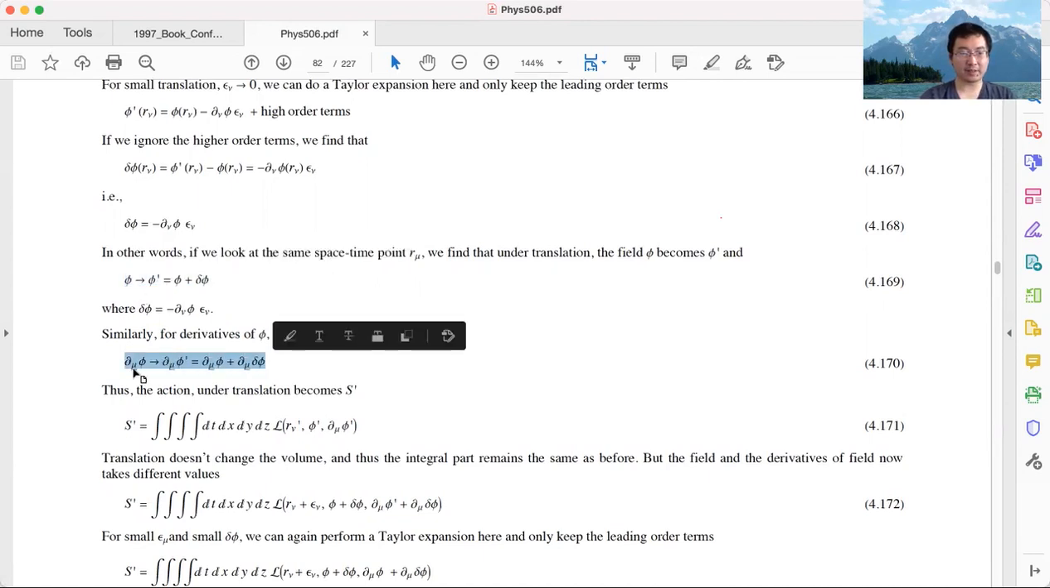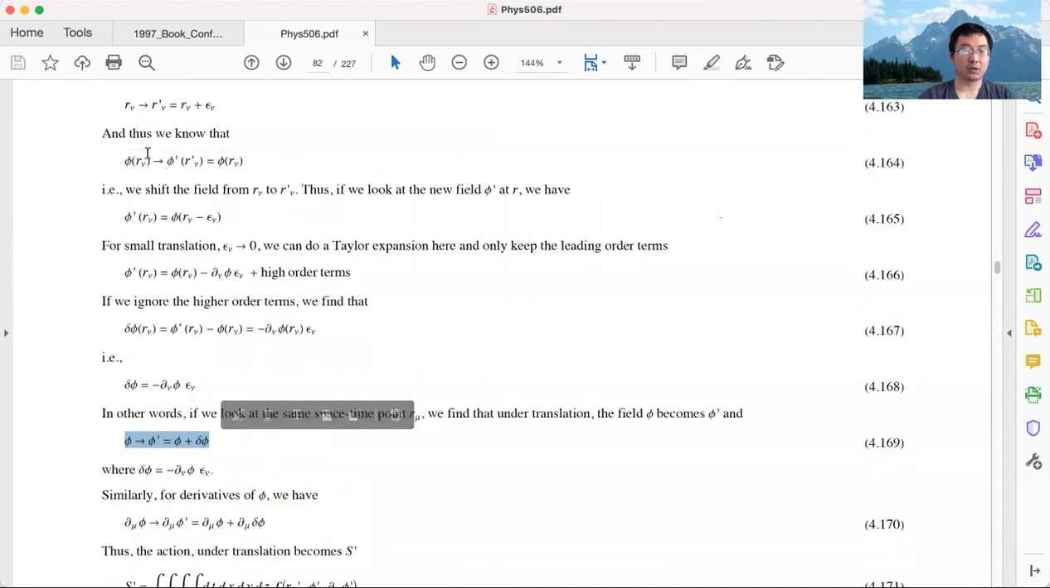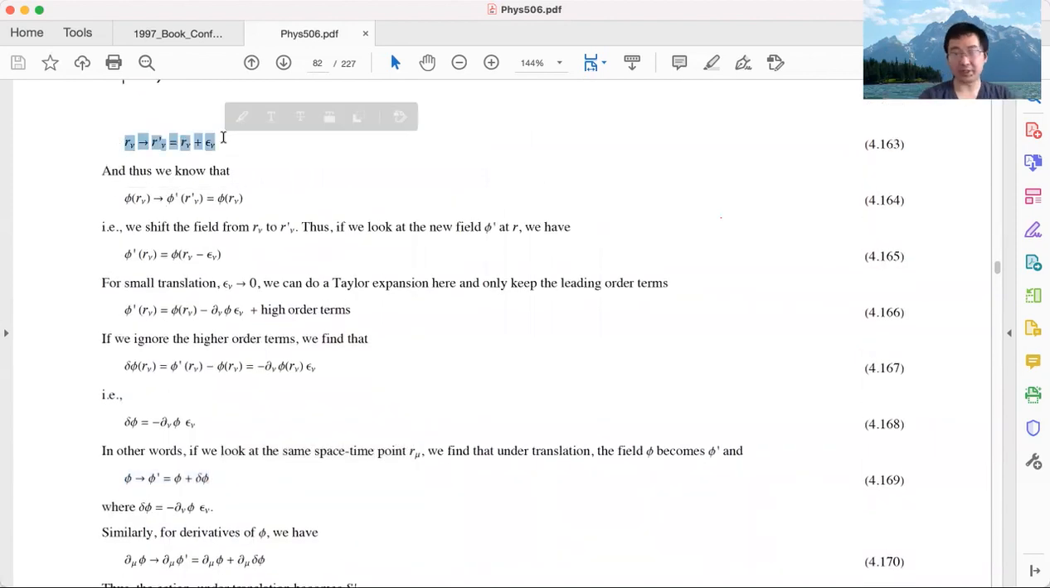If we take a space derivative on both sides of the equation, we find that under translation, if we look at again the same space point, the gradient of phi becomes gradient of phi prime, and gradient of phi prime is the old gradient of phi plus gradient of delta phi. So phi changes to phi plus delta, gradient of phi changes to gradient of phi plus gradient delta. That's the definition. If I add a delta, then to the gradient of phi we should add gradient of delta. That's the definition of gradient. Now we know how gradient of phi changes, how phi changes, and how R changes under space translation.